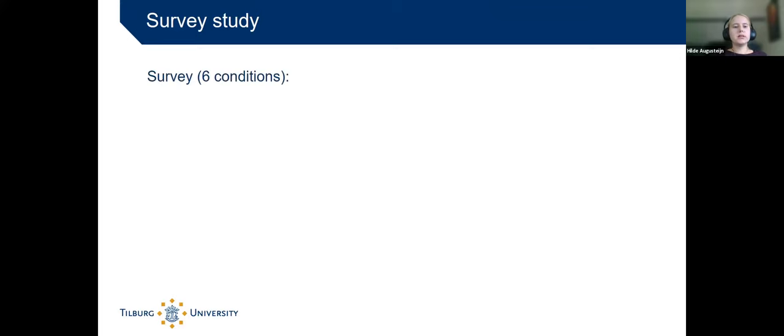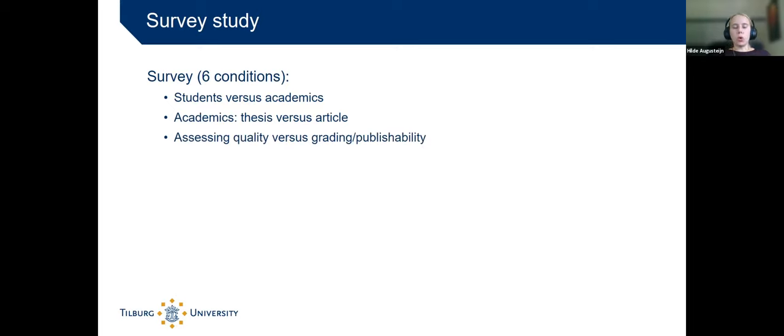There were six conditions here. Participants were still either a student or an academic. The academics received either a thesis or an article condition. And they were asked either what was important to them when they were assessing the quality of a manuscript, or what was important to them when they were grading a thesis, or when they assessed the publishability of a manuscript, to see whether there were differences between assessing the quality or assessing whether it's fit for publication.